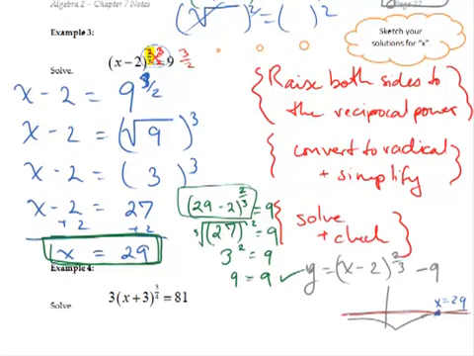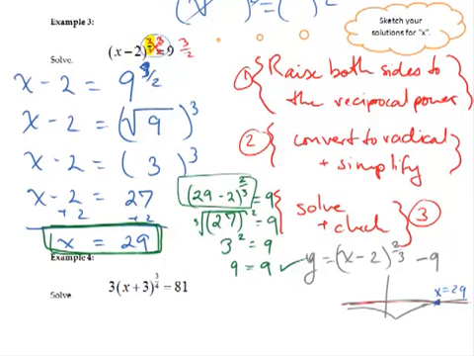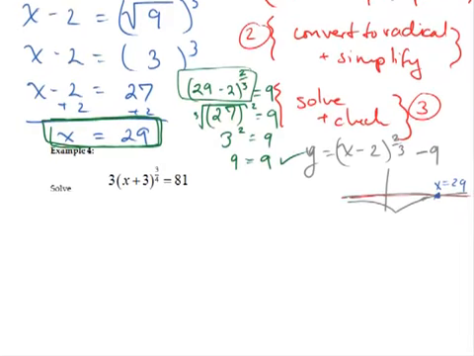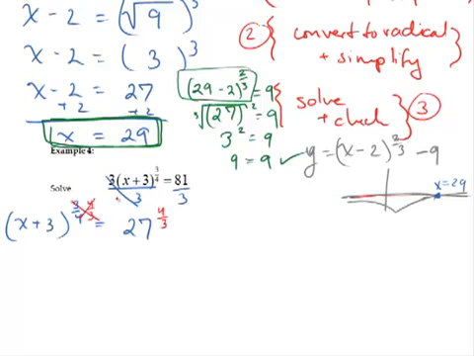All right, so what were our steps again? Step 1: raise both sides to the reciprocal power. Step 2: convert this one to a radical and simplify. Step 3: solve and check. Let's do these again here. Notice that this one is not isolated, so a pre-step we could even have up above here would be isolate. Let's move this 3 over, dividing both sides by 3. We get x plus 3 raised to the 3/4 power equals 27. The reciprocal will be 4/3, so raise both sides to the 4/3, and it cancels.